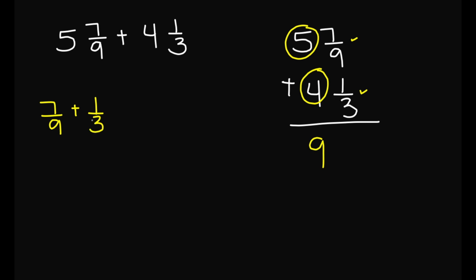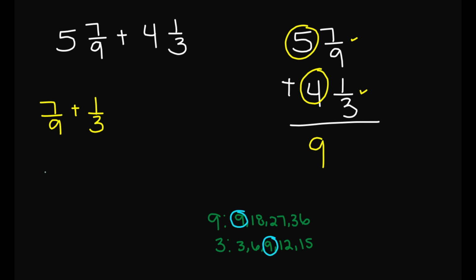Since my denominators are not the same, then I need to find a common denominator. So my 9 is here, my 3 is here. We're going to list the multiples for my 9. We have 9, 18, 27, 36. I'll stop here for now. For my 3, we have 3, 6, 9, 12, 15, and I'll stop here for now. The least common multiple between the two is going to be the number 9.